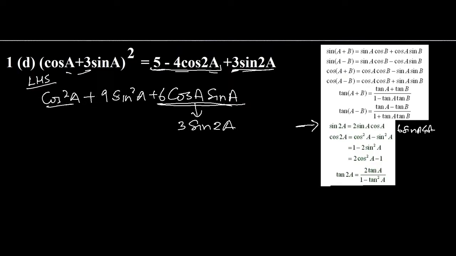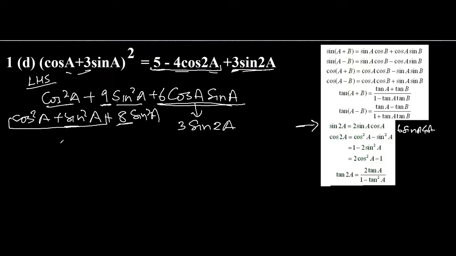We know cos square plus sine square is 1, but we have 9 here. So let's separate. Cos square a plus sine square a plus 8 sine square. What I did, I separated 9 into two parts. What is 1? 1 is 8. Because these two will give me 1. So that will be 1 plus 8 sine square a plus 3 sine 2a. Now, I want 4 cos 2a.